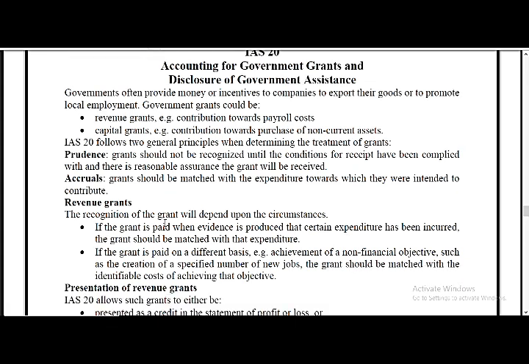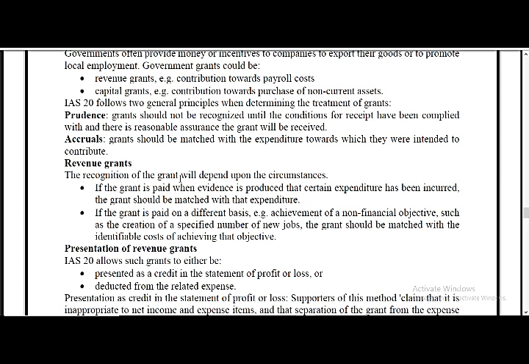Now, how should the revenue grant be treated? The recognition of the grant will depend on the circumstances. If the grant is paid when the evidence is produced that certain expenditure has been incurred, the grant should be matched with the expenditure. Simple. If you have already incurred the expenditure and then you are receiving the grant, whatever expenditure you have incurred, you can set off the revenue grants against that expenditure.